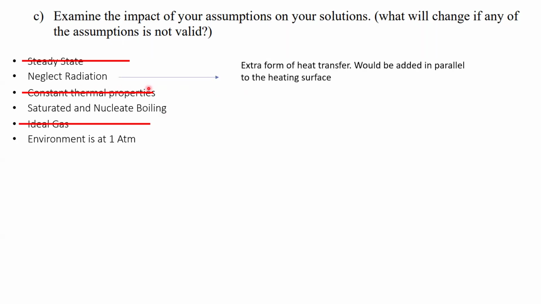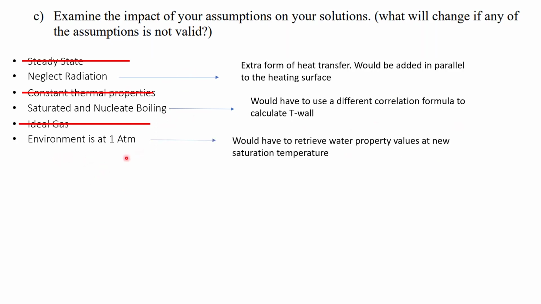Looking at neglecting radiation, if that assumption wasn't valid, then we would have to add an extra heat transfer rate. This would be added in parallel to our heating surface. If the nucleate boiling assumption was not valid, then we would have to use a different formula. We couldn't use the one that we used earlier. And lastly, if we couldn't assume that the environment was at 1 atmospheric pressure, then we would have to retrieve our water property values at saturation temperature. And this also applies for the heating gas.